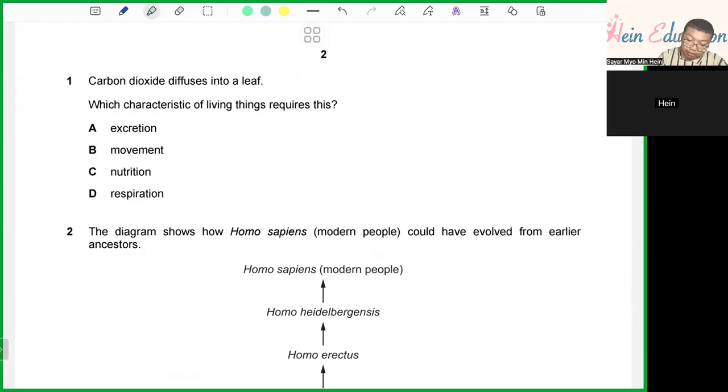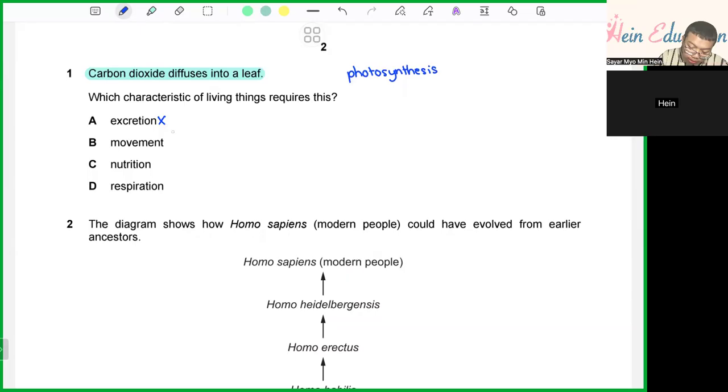Carbon dioxide diffuses into a leaf. We can see that carbon dioxide diffusing into a leaf is for the process of photosynthesis, where the plants perform photosynthesis: carbon dioxide plus water producing glucose and oxygen. So which characteristic of living things requires this? Plants taking in carbon dioxide, photosynthesis. It's not excretion, obviously not movement, and also not respiration. So the correct answer is nutrition. Plants make their own food, which is autotrophic nutrition.